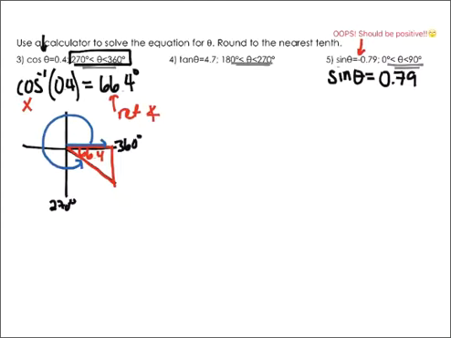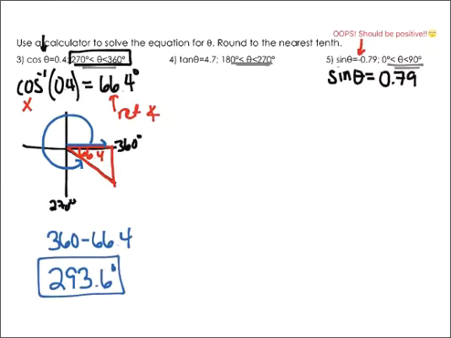In order to get that big blue angle that I made, I would have to do 360 minus 66.4 to figure out that that angle is 293.6 degrees. Because again, in the directions I said to round to the nearest tenth. Alright, let's look at another one. Tangent.